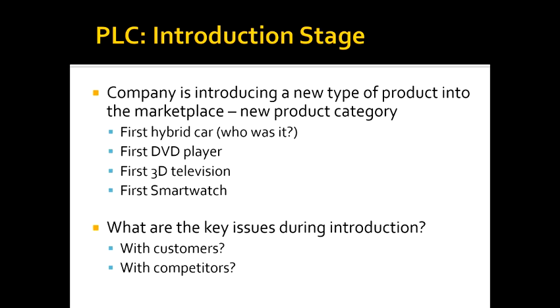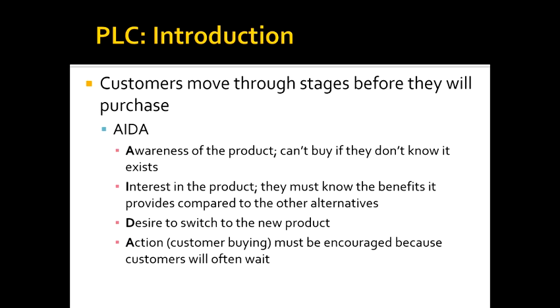What's going on with customers? What's going on with competitors? So first, when we think about customers, there's a series of steps that normally they go through before they buy something new. We often call it AIDA. Those steps are awareness. They have to know it exists. You can't buy it if you don't know about it.